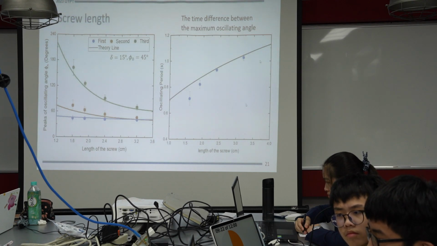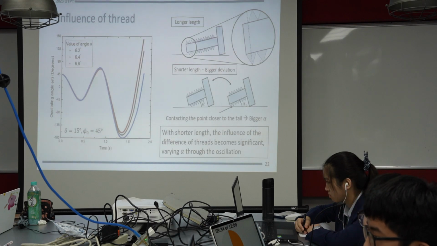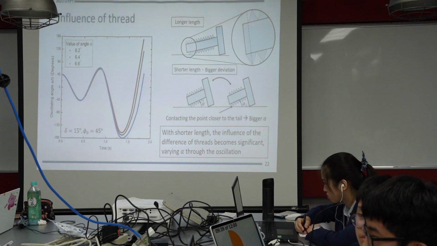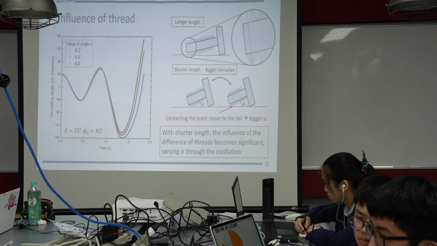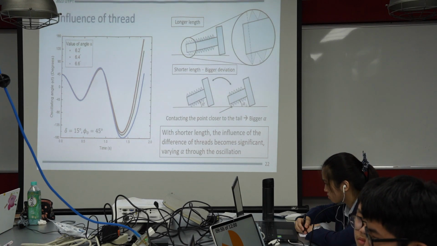However, we may notice that there is a big deviation with the smaller length of the screw, for example 1.6 centimeter. And we believe this is the influence of the thread. So we analyze the structure closely. We notice that with a shorter length, the structure of the thread is actually non-symmetric. So it will cause the variation of the angle alpha, and with a shorter length, the variation becomes bigger. For example, in the left graph, when the angle alpha increased, the oscillating angle increased, and the oscillating period decreased.